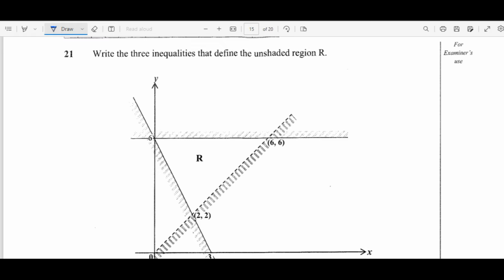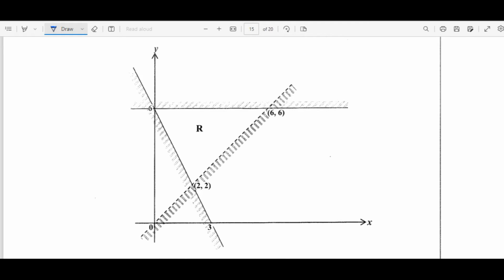Right, so let's look at the first question. We have: write the three inequalities that define the unshaded region R. So there is a region that is unshaded, and we want to find the three inequalities that describe it. The unshaded is this region, so this is the region that we want.